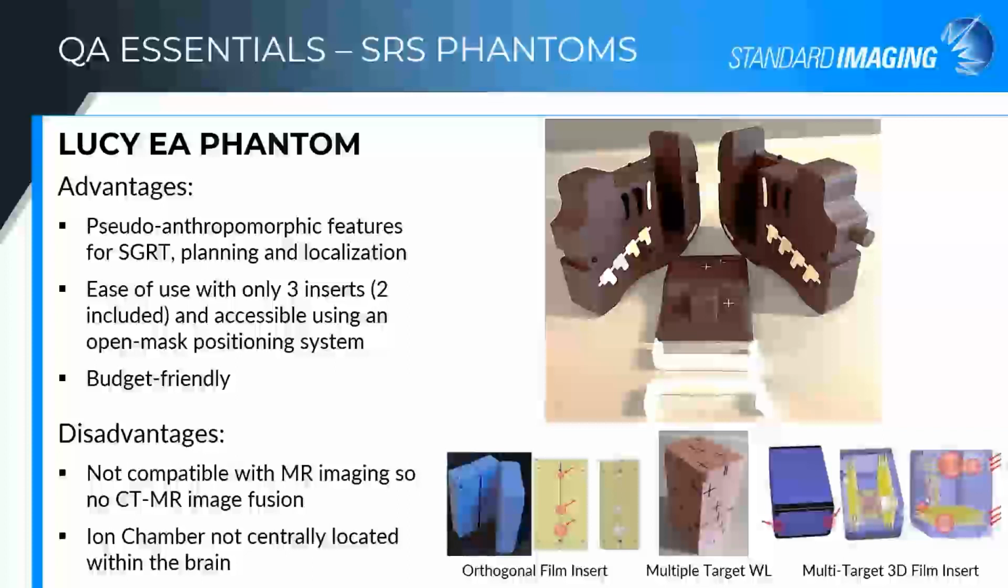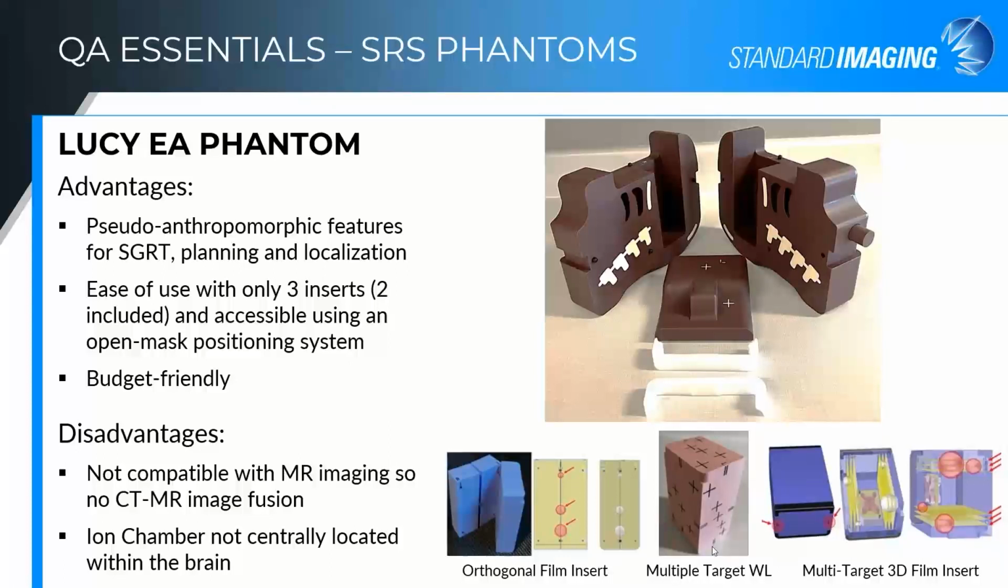So the included inserts are the one on the right here, which is our multi-target 3D film insert. So it's got 4 targets in it, plus a low density ventricle avoidance structure. So that's really good. And then we also include the multiple target Winston-Lutz insert.